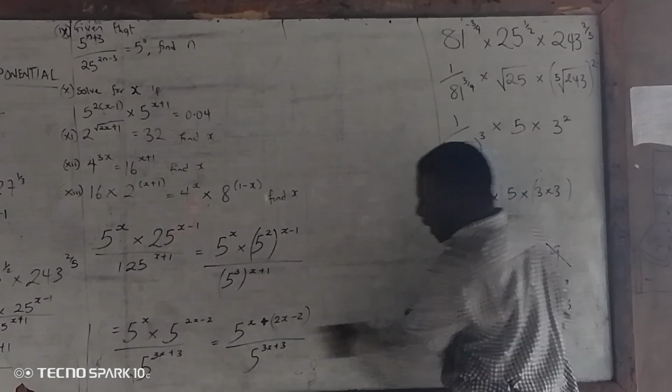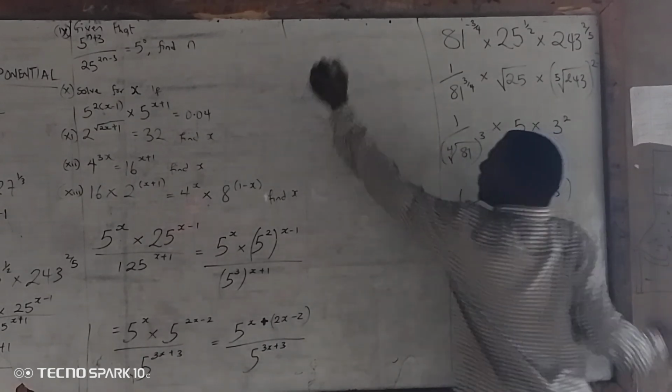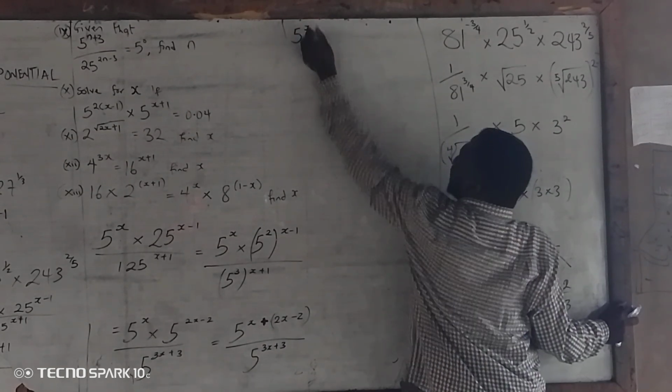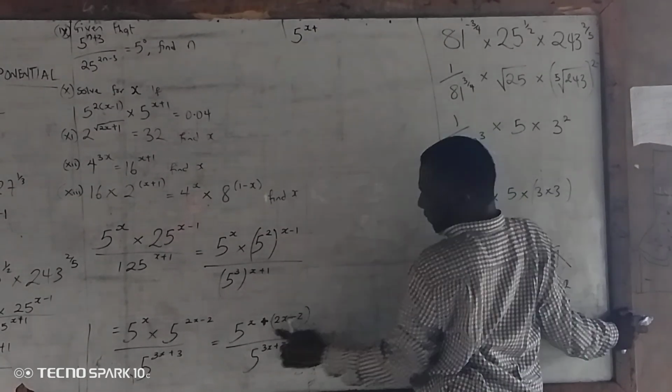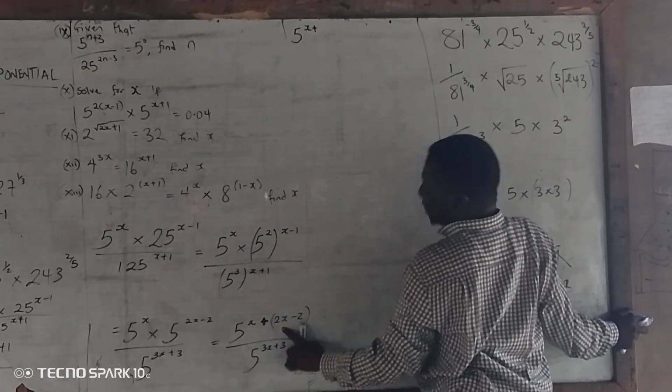Now we can simplify this expression here. It will become 5 raised to power x plus, there is a visible 1, a positive 1, 1 times 2x will give you 2x.